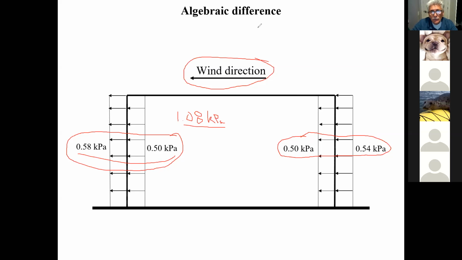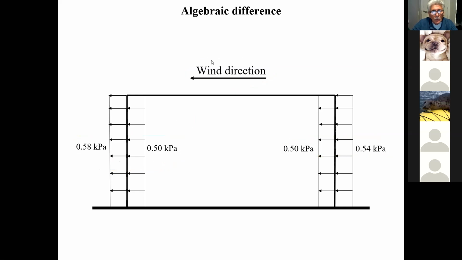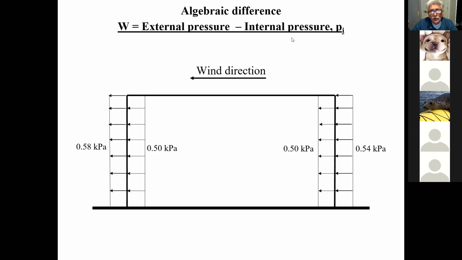Now, the external pressure, like I said, is the external pressure minus the internal pressure. And of course, minus 58 minus 50 gives me minus 1.08 kilopascal. That's on this side. And I'm taking the higher of the two, and that's the one I'm going to use to design my wall right here.